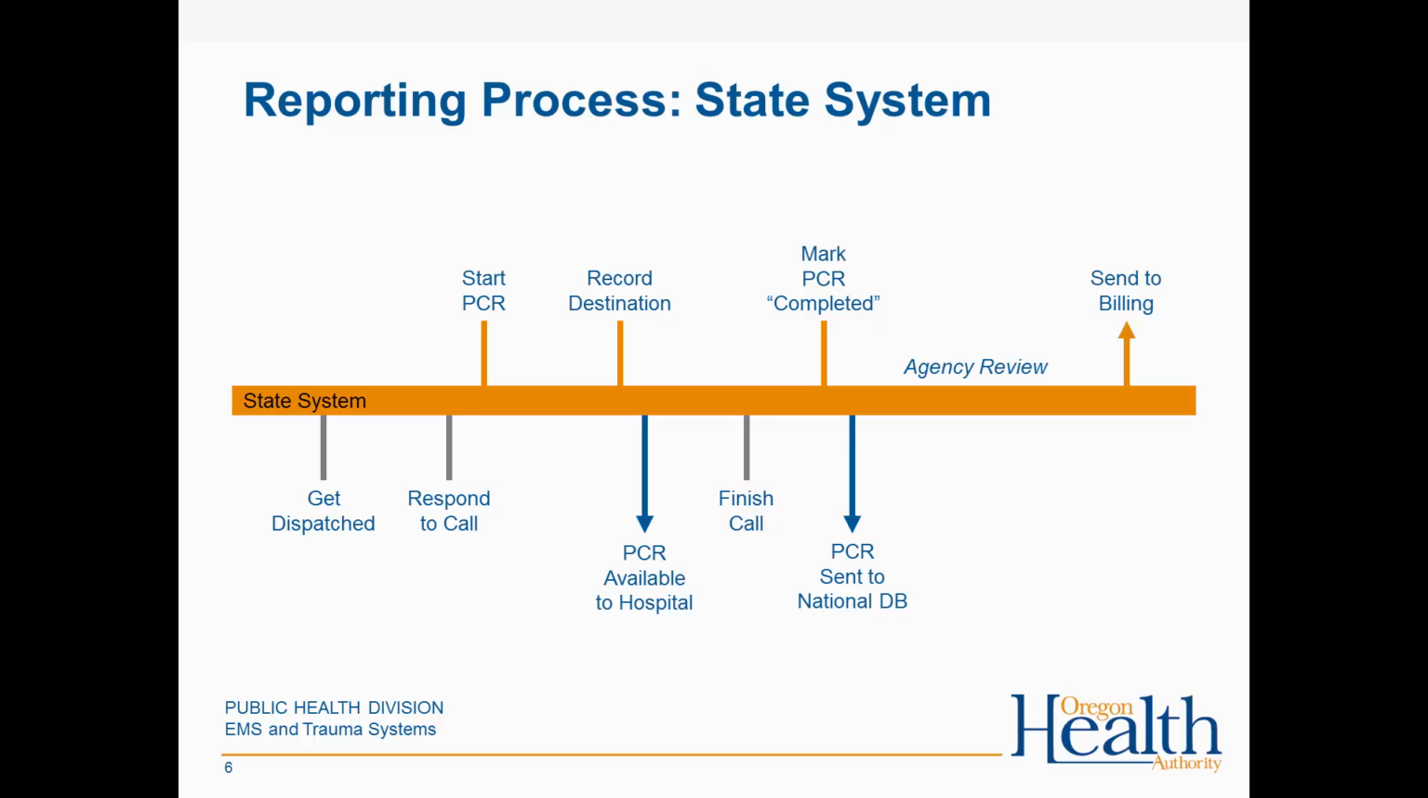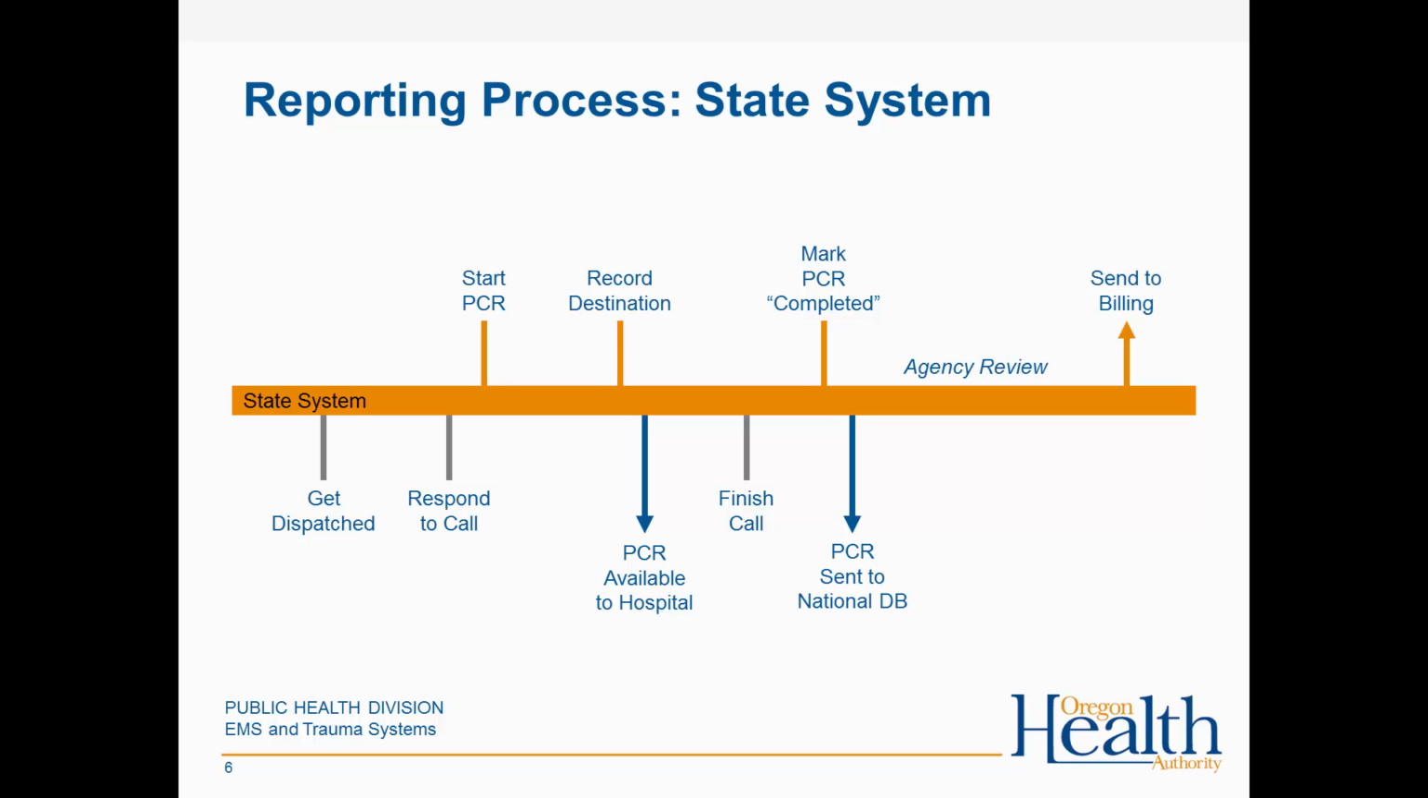To begin, they get dispatched on a call and they begin to respond to the call. Sometime after they start responding to the call, they begin writing their patient care report. They provide care to the patient and they decide where they'll transport, and at some point they record that destination hospital on their patient care report. As soon as they do so, their patient care report becomes available to your hospital, even though they haven't finished the call yet and haven't finished their patient care report yet. You can begin to pull up that patient care report to see early information about the situation on that call.